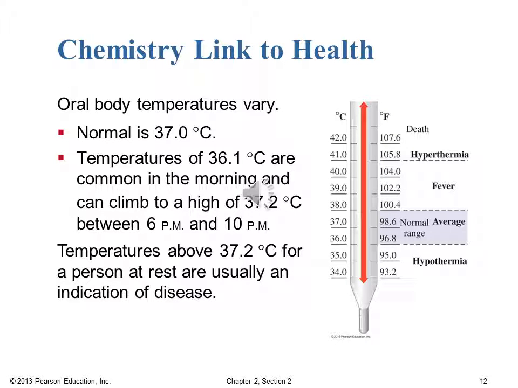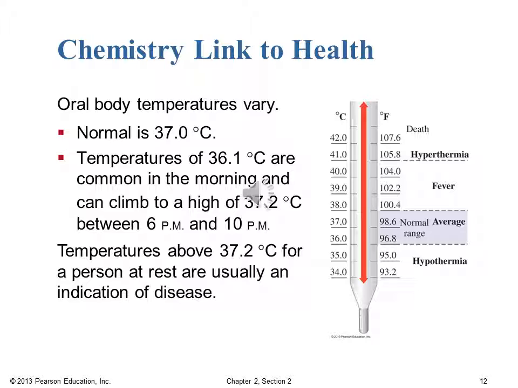All right, so thinking again about the health sciences, I know a number of you are interested in the health sciences, and that's why we do try to have links there. So oral body temperatures vary. Normal is 37.0 degrees Celsius, or again 98.6 degrees Fahrenheit. But lower temperatures are common in the morning. The body, after rest in the evening, is typically at a lower temperature compared with after exercise or just after daily activity, and goes up to about 37.2 between 6 and 10 p.m. And then temperatures, of course, can go above that 37.2.